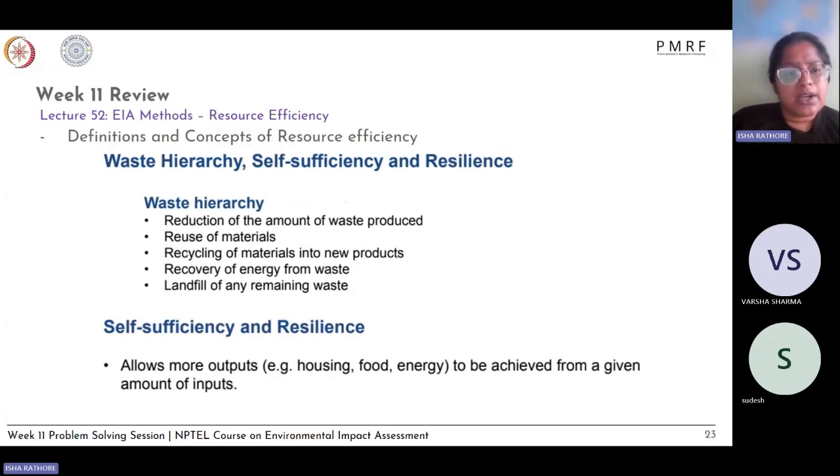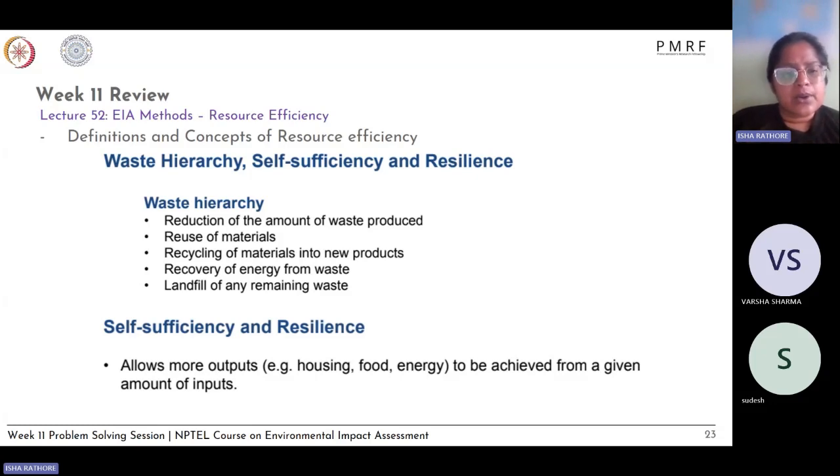So we then looked up at waste hierarchy. The waste hierarchy goes like reducing the amount of waste which is being produced, and you go each step further if you are able to. Then reusing of materials if you are able to reuse them. Recycling of materials into new products, recovery of energy from waste, and landfill of any remaining waste. So if you're able to reduce, reuse, recycle, and recover, then it's good. If you can't, then the waste material goes into the landfill. So this is the hierarchy.